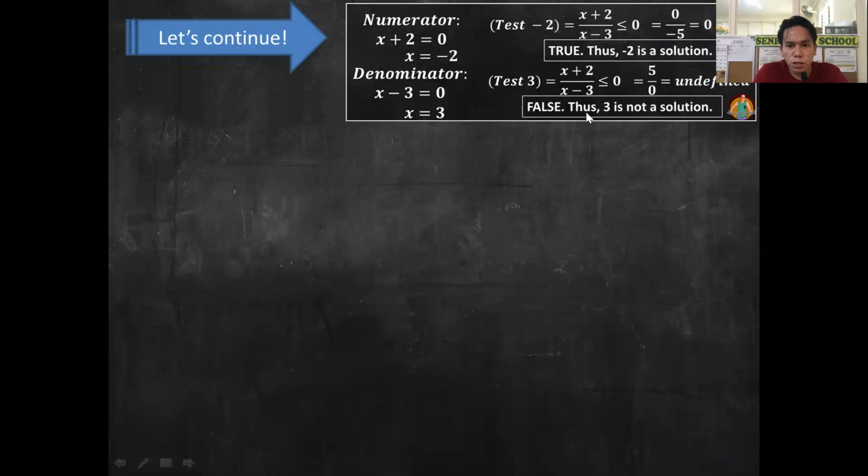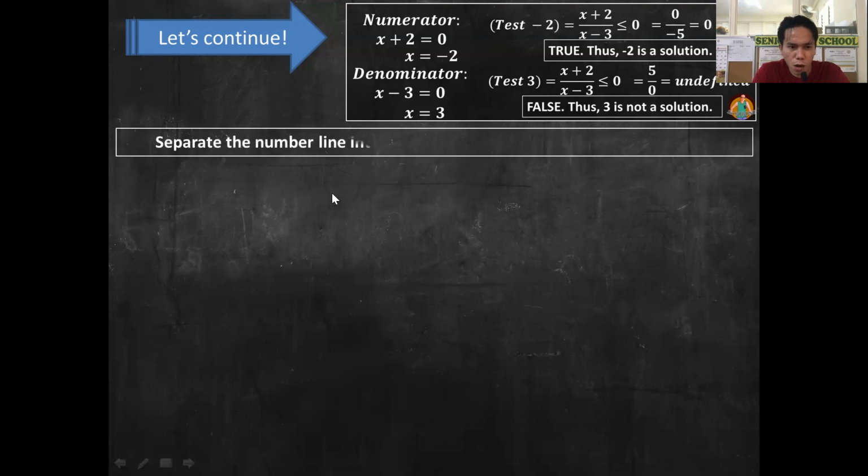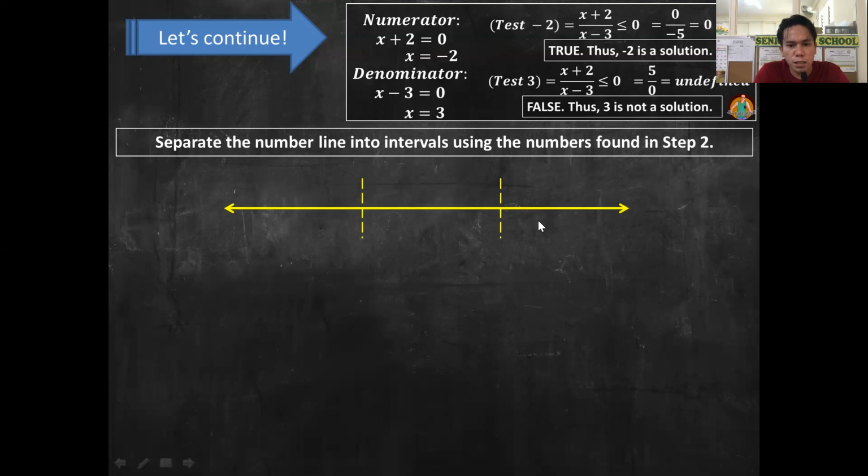Okay, so yan yung result ng ating test step 2 rather. Okay, so now proceed to step 3. We are going to separate the number line into intervals using the numbers found in step 2. So yung mga numbers na nakita natin ay gagawa tayo ng number line. So ano yung mga numbers na nakita natin doon? Those are negative 2 and positive 3. Okay? So gagawa tayo ng number line. So separate natin using the intervals. So we'll have negative 2 and positive 3.